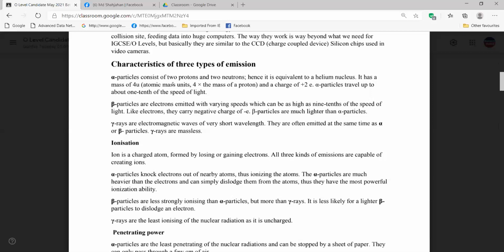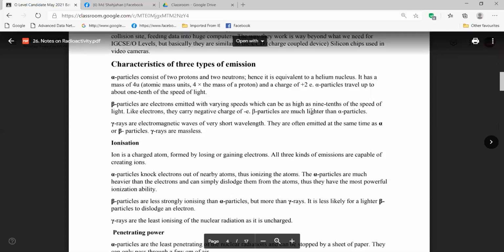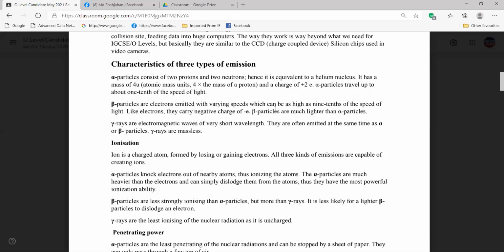And another thing is they have less speed. If you compare with the speed of light, the speed of electromagnetic radiation, then it is 1/10. That means 10% of the speed of light. And beta particles have 90%. That means 9/10 of the speed of light. Beta particles can travel with that speed. So beta has greater penetrating power than alpha.